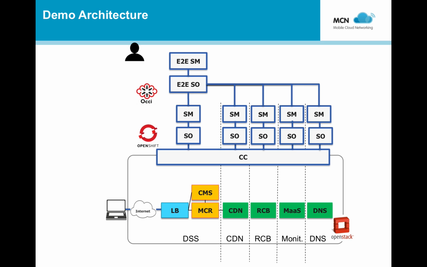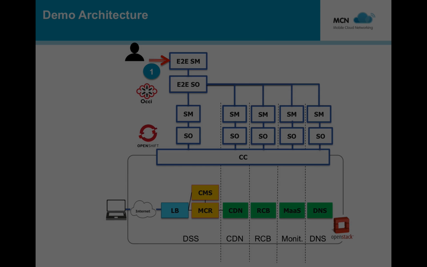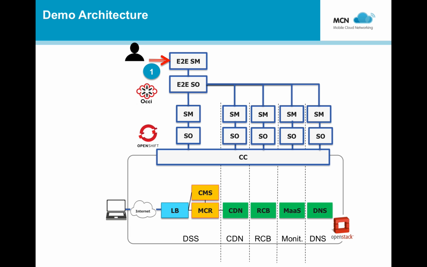This version of the orchestrator uses a specific service, the end-to-end service, to coordinate the deployment and provisioning of all the other subservices. As a normal service, the end-to-end has a SM and a SO. All the other services, SM and SO, are also represented on the diagram. Let's start with the initial deployment request.